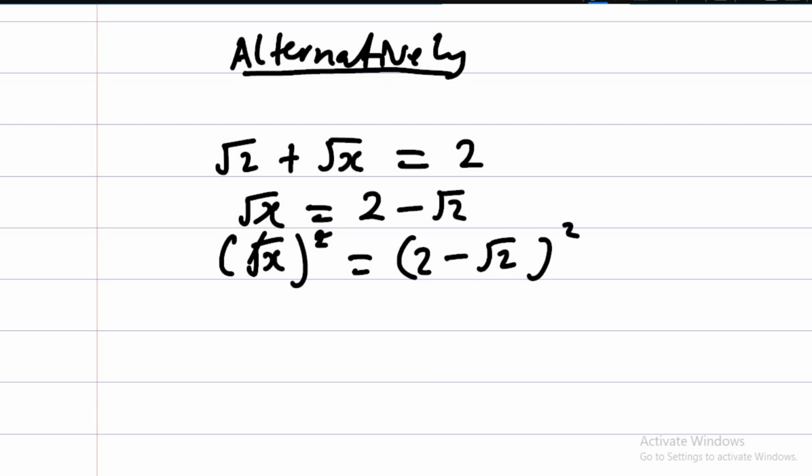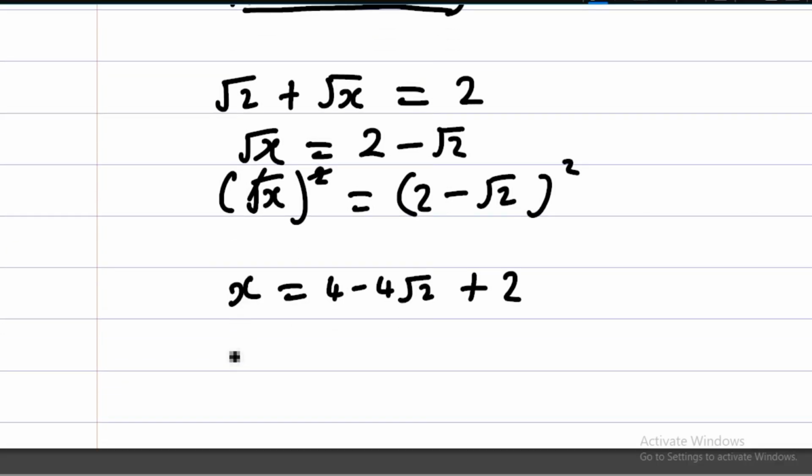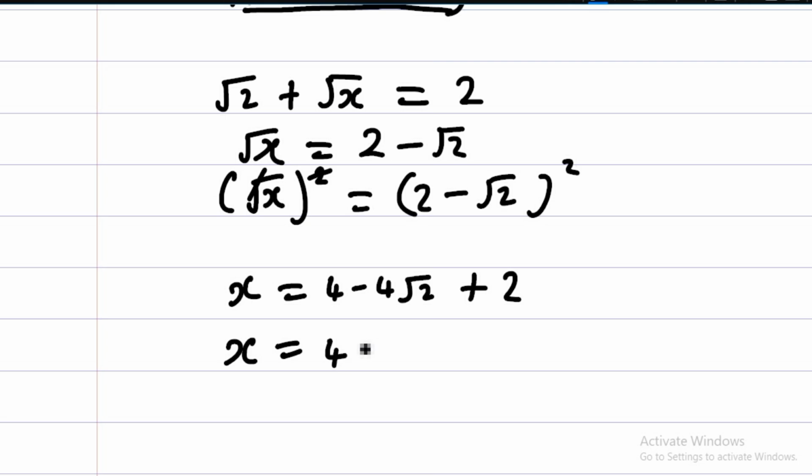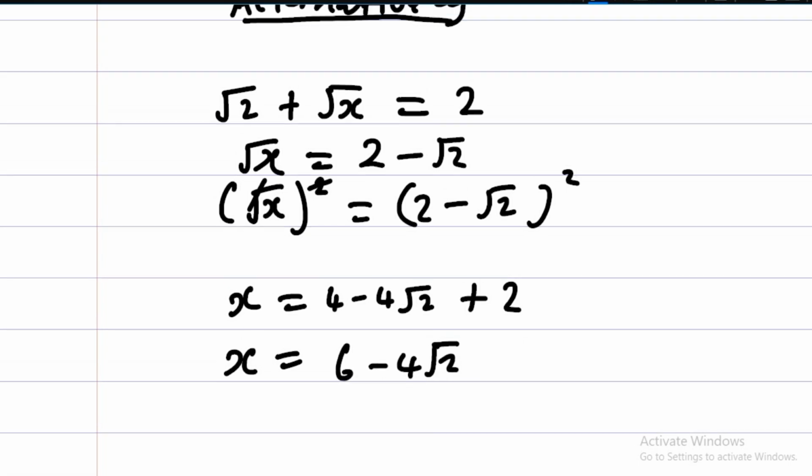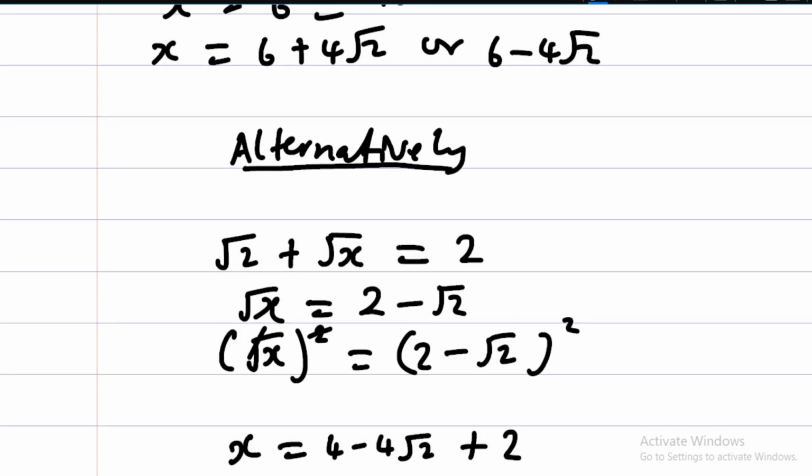So if we take care of this, I'm going to have that x is equal to what? Square the first one, you have 4, then multiply the first one and the second one, you have minus 2, double it, you're going to have minus 4 root 2. Then square the last one, I'm going to have plus 2. Now if you add, you're going to have simply that x is equal to what? 4 plus 2 will give us 6, so 6 minus 4 root 2. Which is simply one of the answers here, which is simply this one.